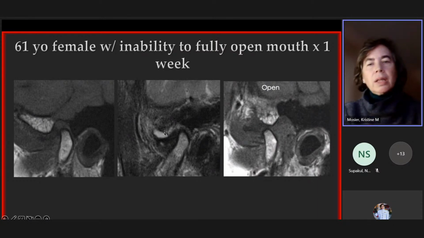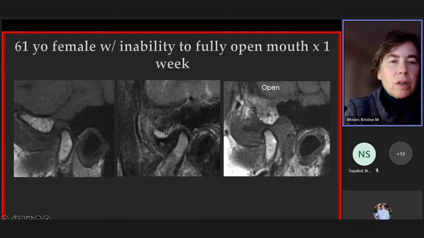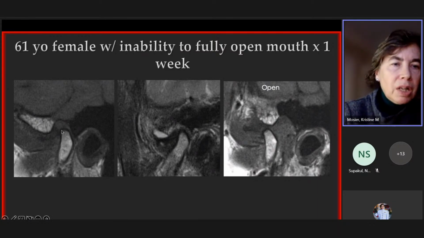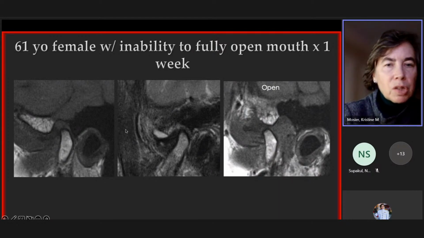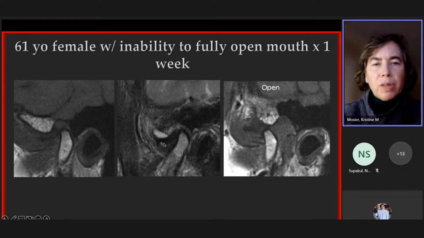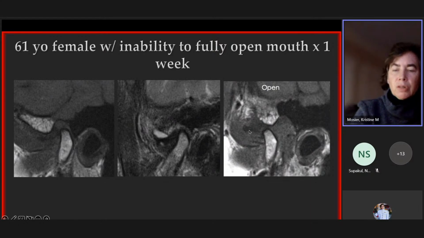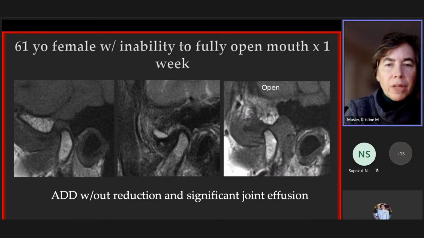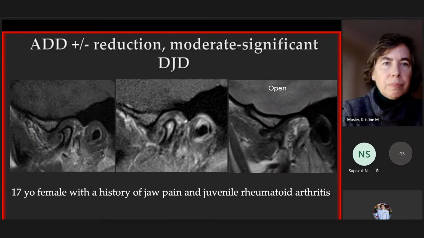And again, looking at more severe cases now, this is an older adult patient. You see here the condylar head is actually pushed back a little bit in the glenoid fossa. The articular disc is anteriorly displaced, and we see here really much more significant superior joint space effusion. You see how this disc is now really just balled up anteriorly, so very dysmorphic. And again, on opening, we're not seeing reduction of that articular disc over the top of the condylar head.